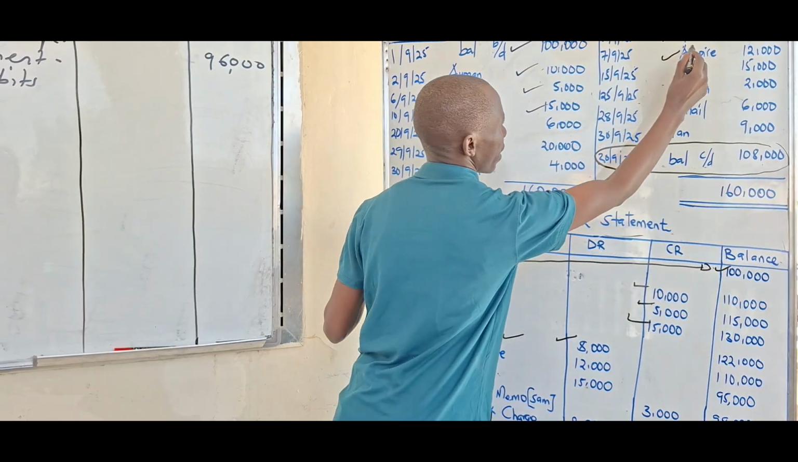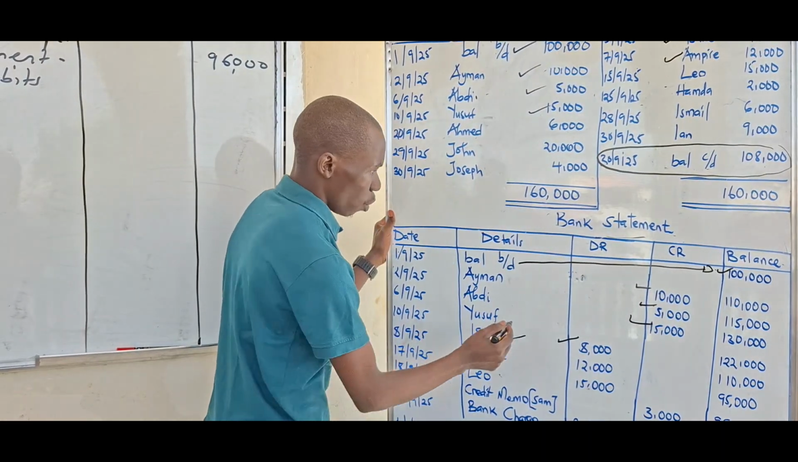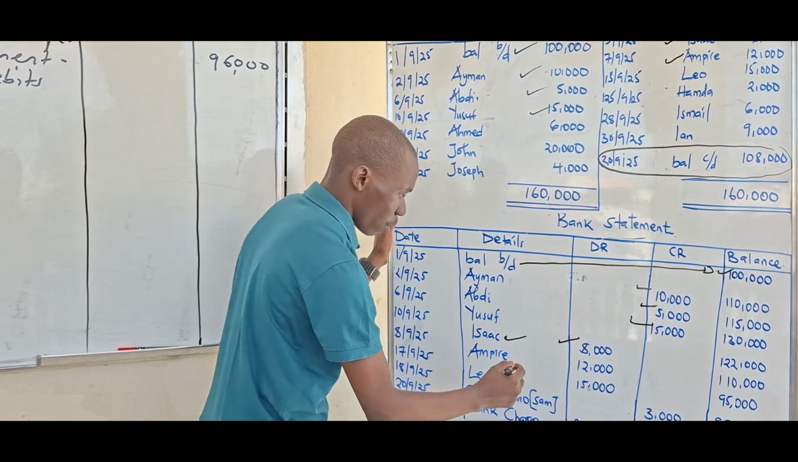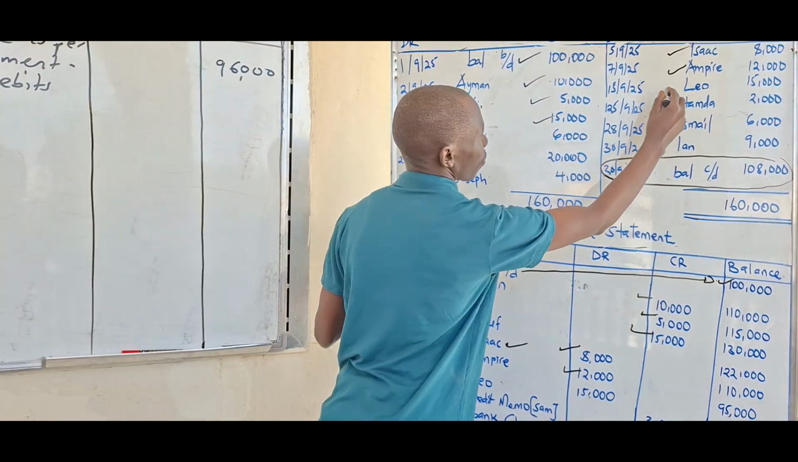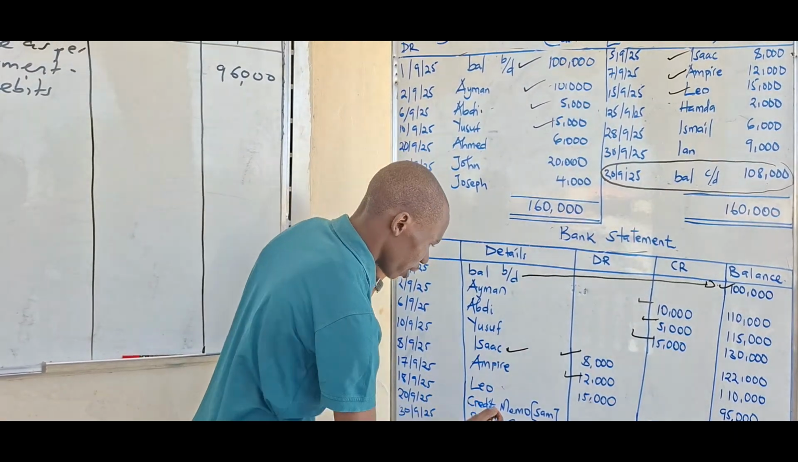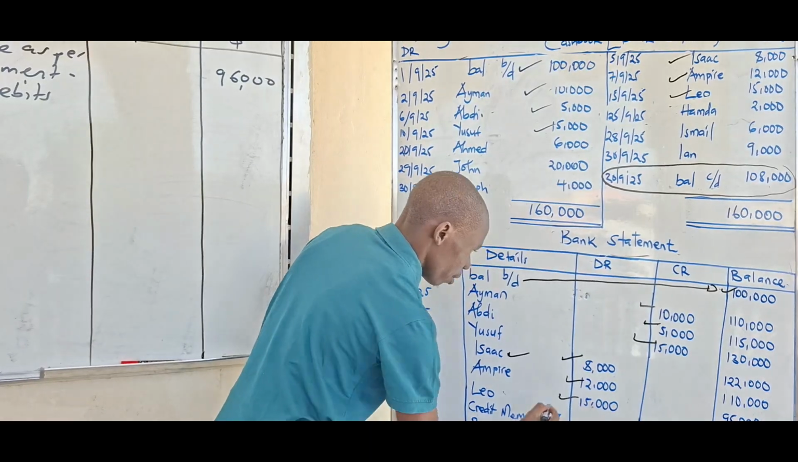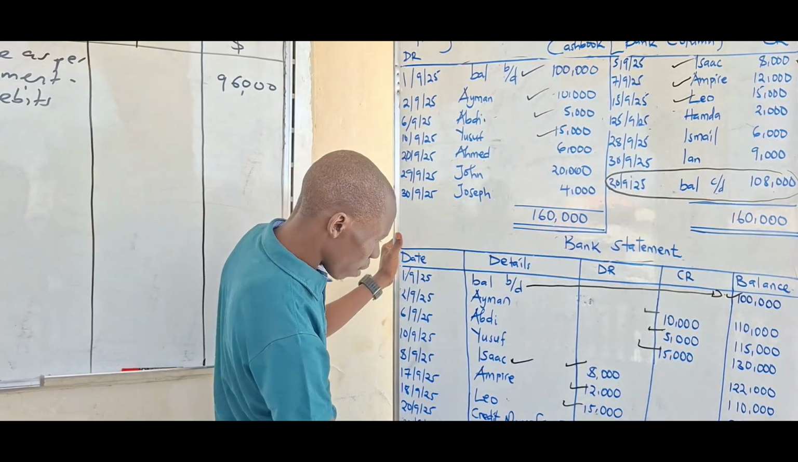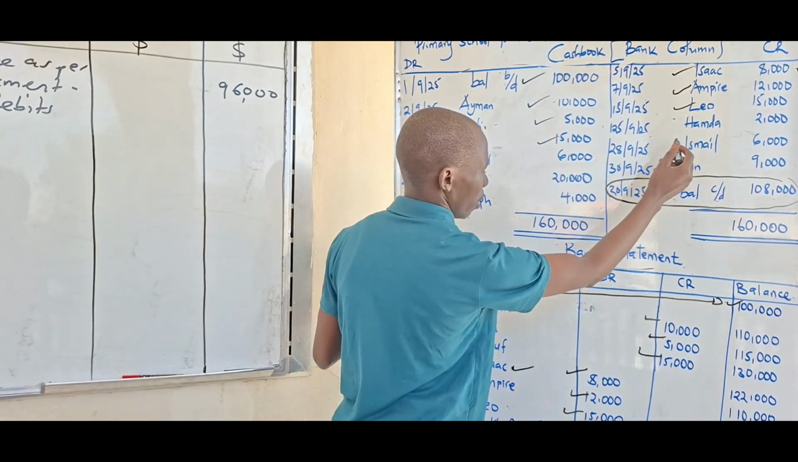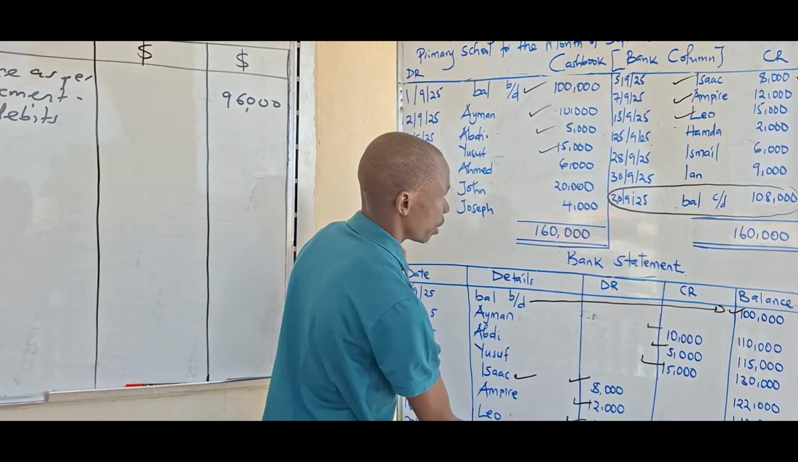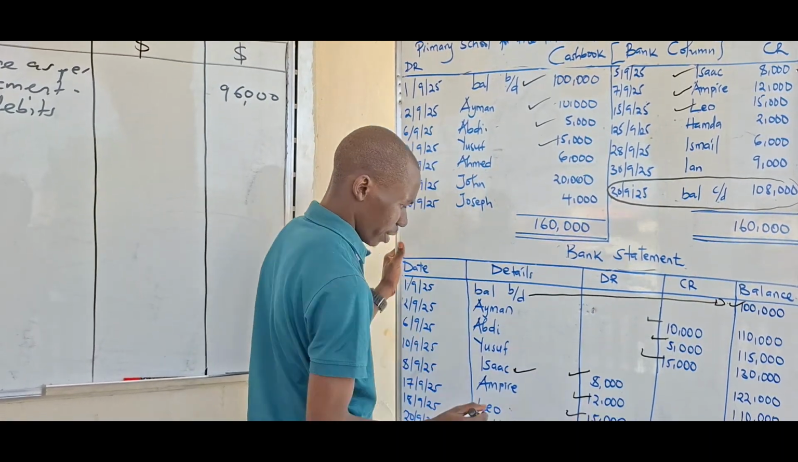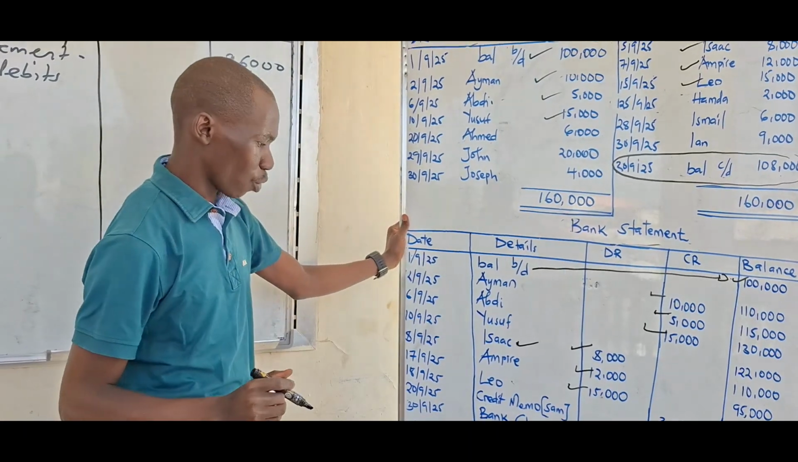When you go for Ampere, 12,000 on the credit side, we expect him under the debit column of our bank statement, which is 12. When you look here, we have Leo 15,000. Even here we have Leo 15,000. Now, when you look at Hamda, I'm not seeing Hamda here. Ismail is not here. Ian is not here. No problem. We shall see how to handle that.